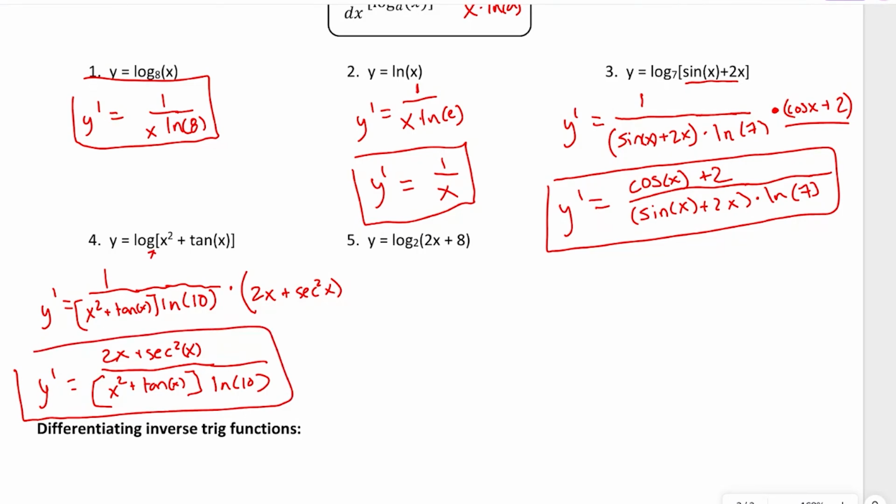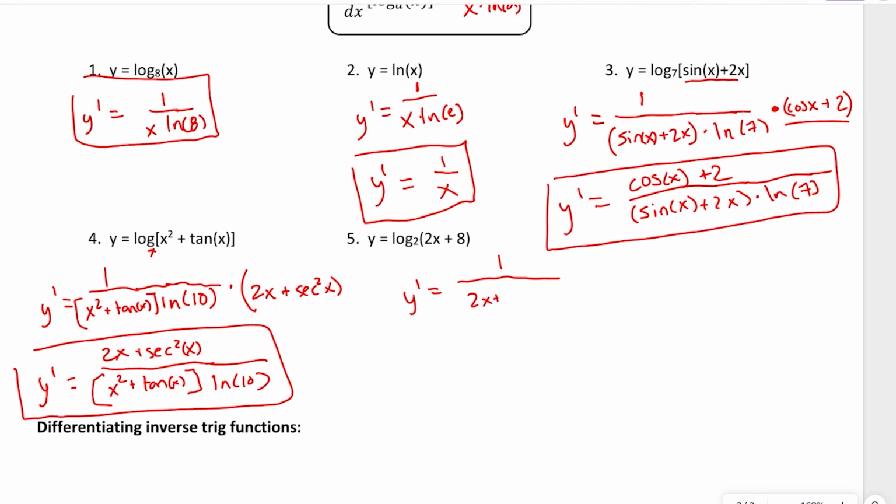Number 5 says y equals log base 2. So our base is 2. We're going to set this up just like 4, just like 3. Y prime equals 1 over 2x plus 8 times the natural log of 2 times the derivative of what's on the inside, which is just 2. So I'm going to write this as 2 over 2x plus 8 times the natural log of 2.